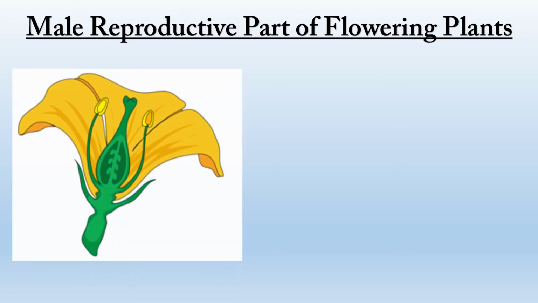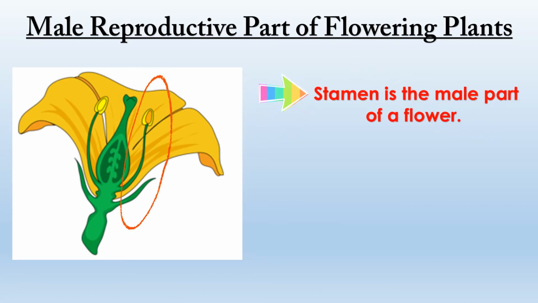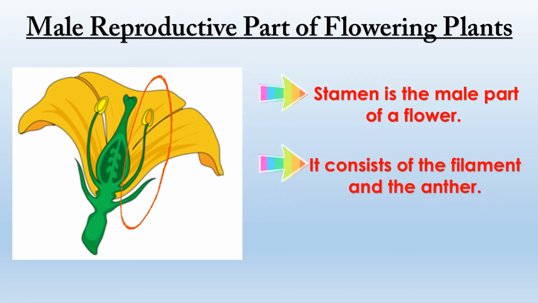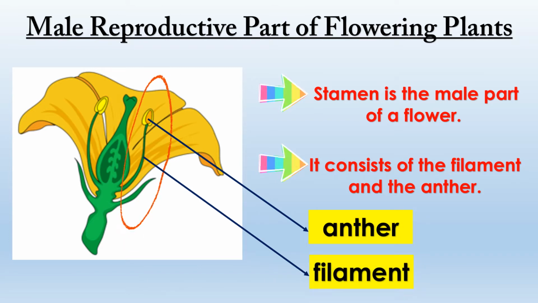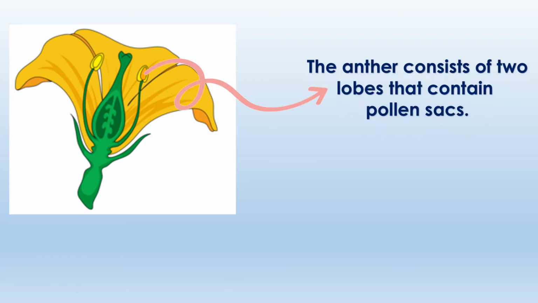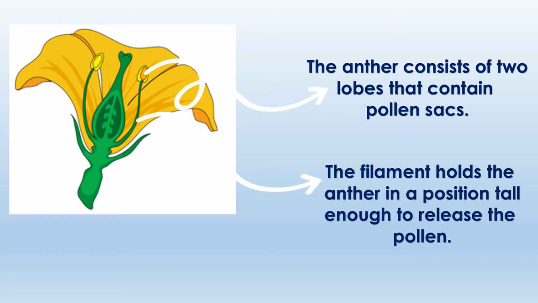Male reproductive part of flowering plants. Stamen is the male part of a flower. It consists of the filament and the anther. That is the anther, and that is the filament. The anther consists of two lobes that contain pollen sacs. And the filament holds the anther in a position tall enough to release the pollen.